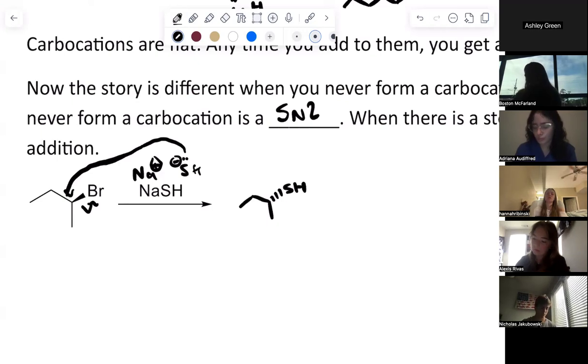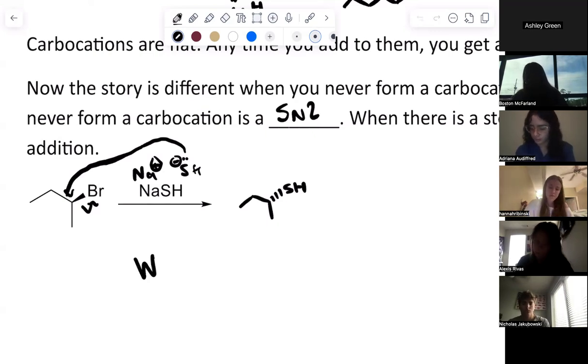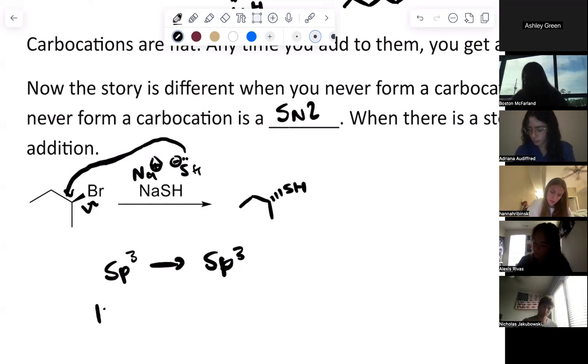But because we never went to that flat carbocation, this is one of the main reasons why it's important that we draw out the carbocation. Because the molecule never went flat, this sulfur, this SH, could only approach from one direction. There was only one choice, and it was the opposite direction that the bromine was in. This is why we call it a backside attack. We went from sp3 to sp3, so we keep the stereochemistry.